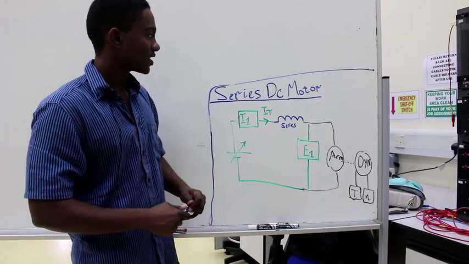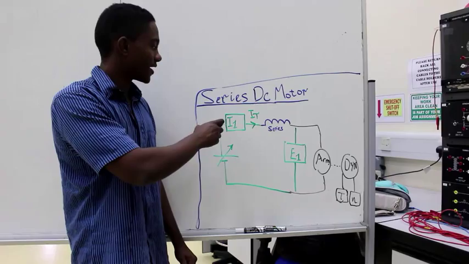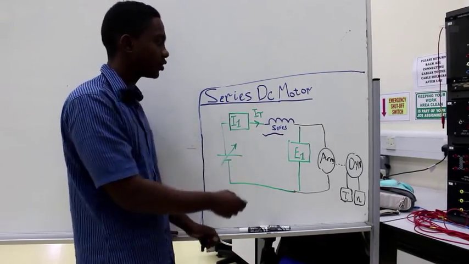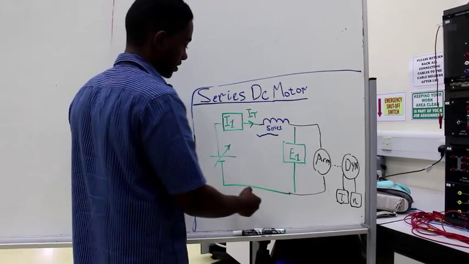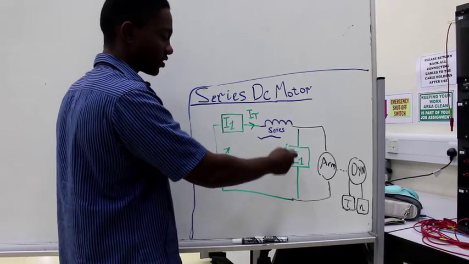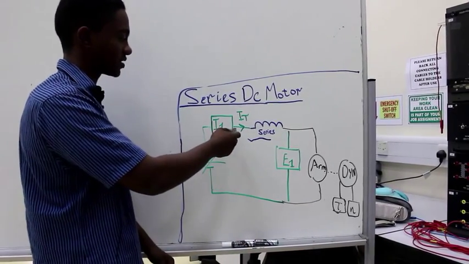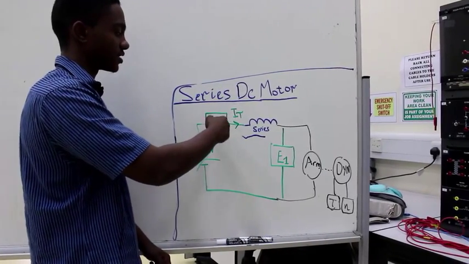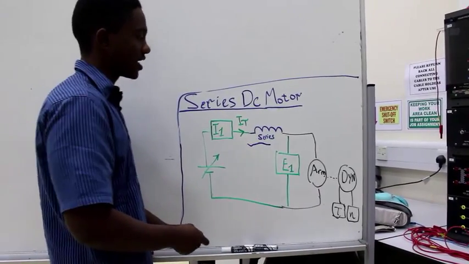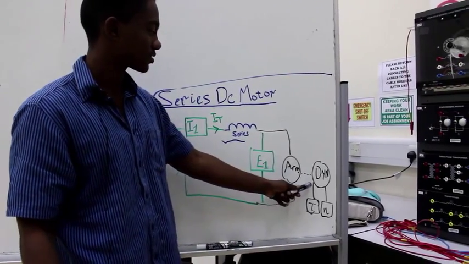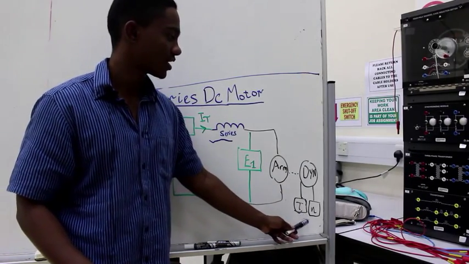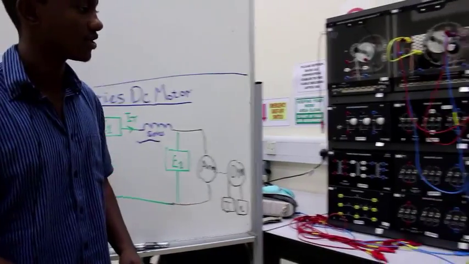So in the series DC motor, we have the field winding, which is a series winding, here in blue, connected in series with the armature. And this is the main voltage source. We only have one voltmeter at the armature and one current meter measuring IT, which is the total current of the circuit, because it's all connected in series. So we only have one current to measure. And here the armature is coupled, as usual, with a belt to the dynamometer in order to measure torque and speed.